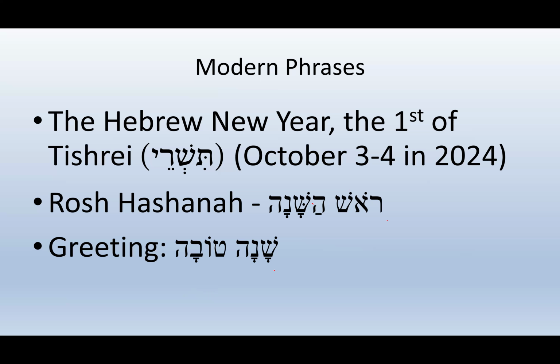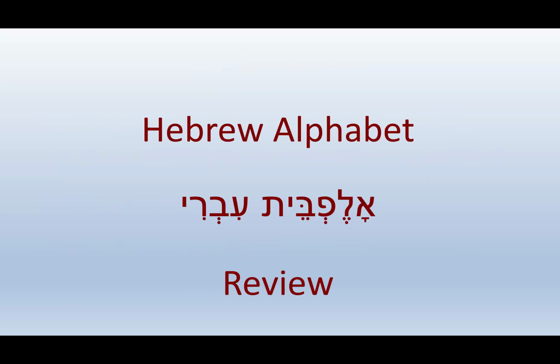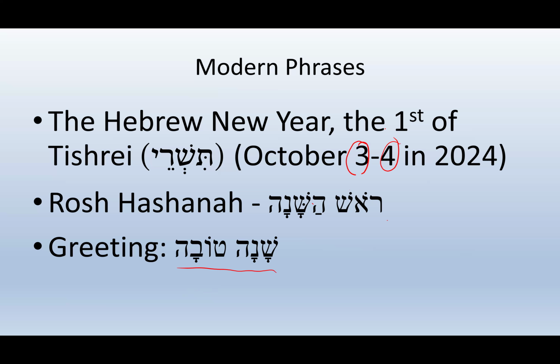So anyway, that's the greeting, Shana Tova, during Rosh Hashanah. It'll start on sundown on the 3rd, and it'll end on sundown on the 4th. So most of the day of the 4th. So that's a modern phrase that you can use. It's not in the scriptures to say Shana Tova.